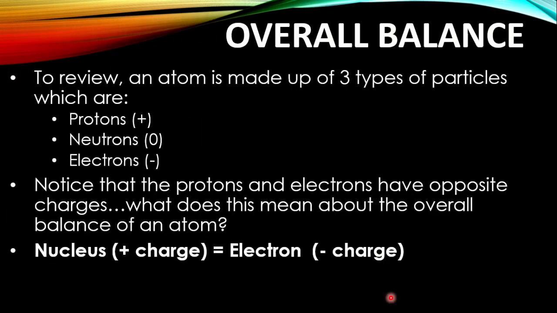So overall balance. To review, an atom is made up of three types of particles: protons, neutrons, and electrons. Mapapansin ninyo na ang charge ng proton at ang charge ng electron ay opposite. So anong ibig sabihin nun? So the nucleus has a positive charge and the electron has a negative charge, kaya ibig sabihin binabalance out nila yung charges ng bawat isa. Kaya nagiging zero charge ang mga atoms natin.